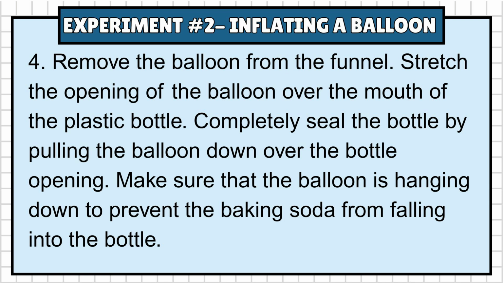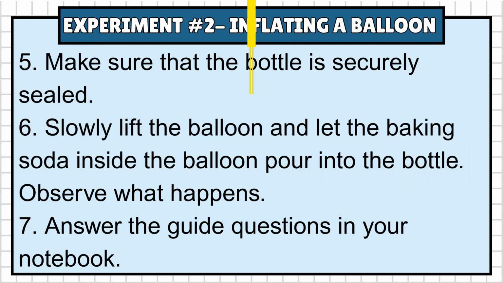4. Remove the balloon from the funnel. Stretch the opening of the balloon over the mouth of the plastic bottle. Completely seal the bottle by pulling the balloon down over the bottle opening. Make sure that the balloon is hanging down to prevent the baking soda from falling into the bottle. 5. Make sure that the bottle is securely sealed.